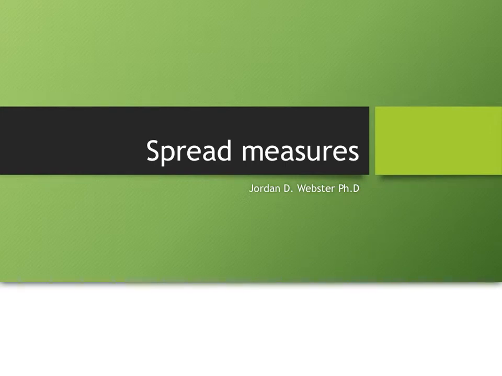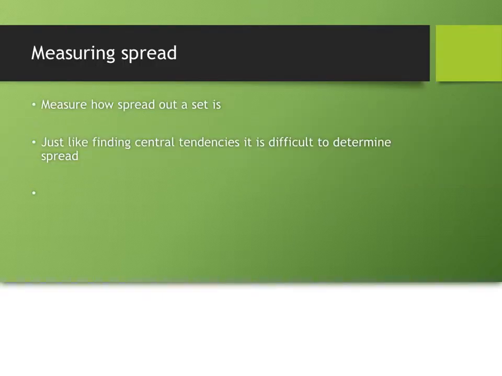Now, once we've calculated where the center tends to be, and I could have spent a lot more time on that, but I want to give you the overview. What we're going to do is look at the spread measures. This means how spread out is a set. Just like when we talk about finding central tendencies, it's sometimes difficult to talk about how spread out a set is, for the exact same reasons.